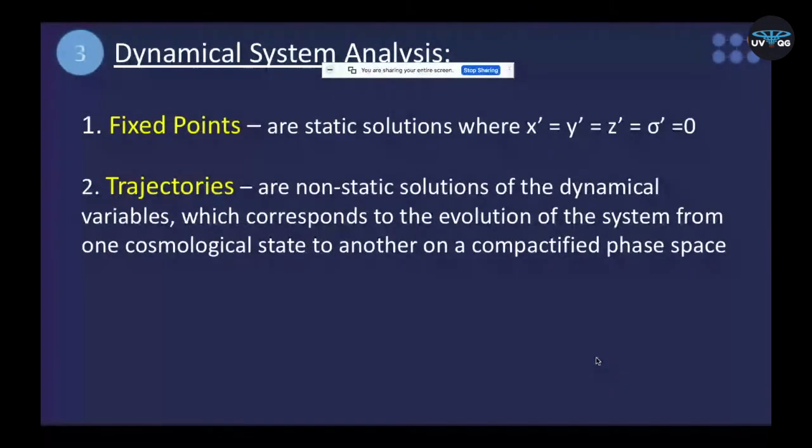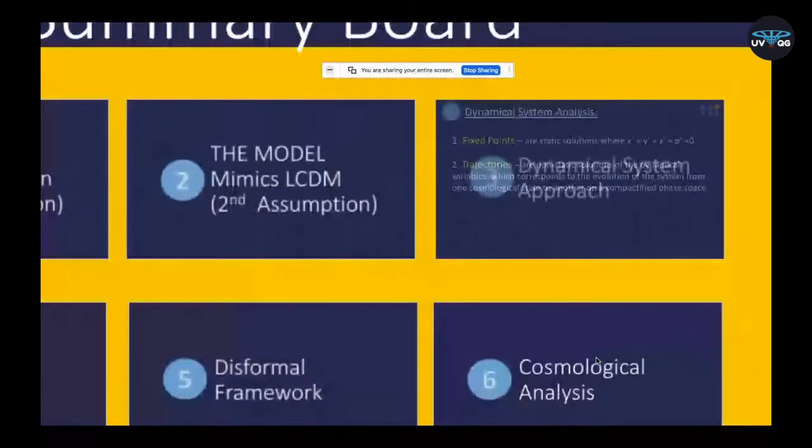So in our dynamical system analysis, we solve our system of first order differential equations. And what we get are two solutions: the fixed points, which are static solutions, which happen at x prime, y prime, z prime, sigma prime equal to 0. And our trajectories, which are non-static solutions of the dynamical variables. These basically correspond to the evolution of the dynamical system from one cosmological state to another on a compactified phase space.